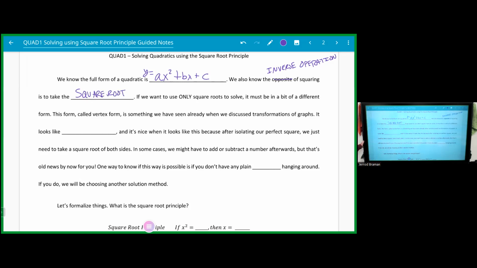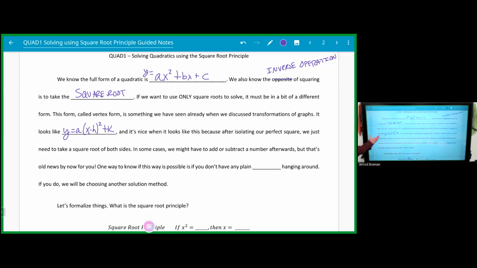If we want to only use square roots to solve, we have to have it in a very specific way. We call this vertex form. You've actually seen it before when we did some graphing of functions at the beginning of the year. What it looks like, this vertex form, is y equals a times (x minus h) squared plus k. That k is your vertical translation. That h is your left and right. And the a is your vertical stretch or compression. We're not dealing with horizontal stretch or compression here. And we'll see why in several targets.